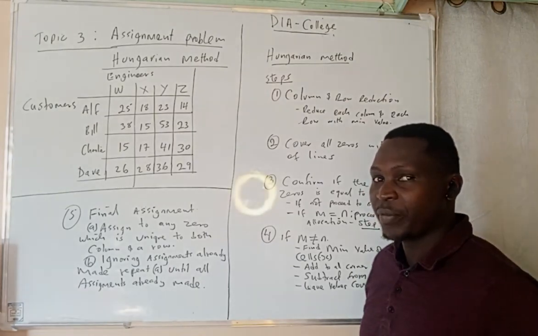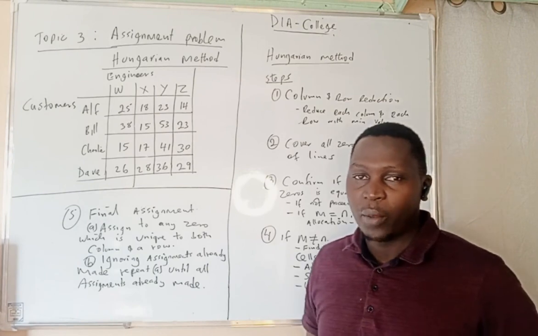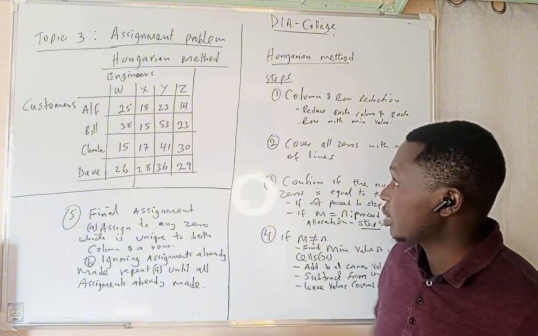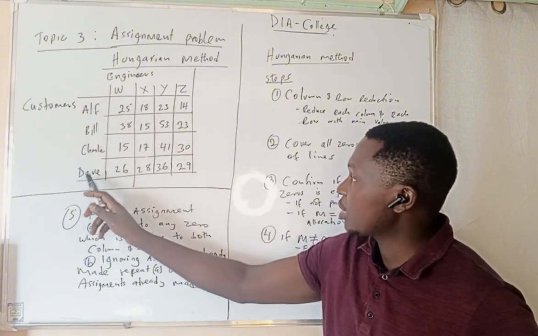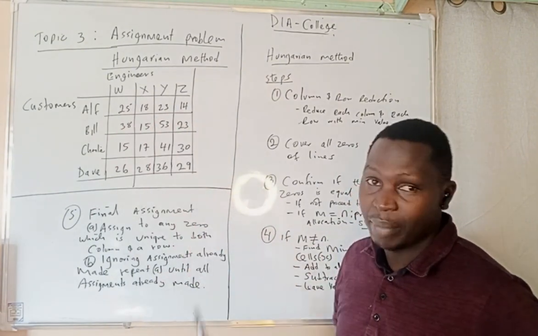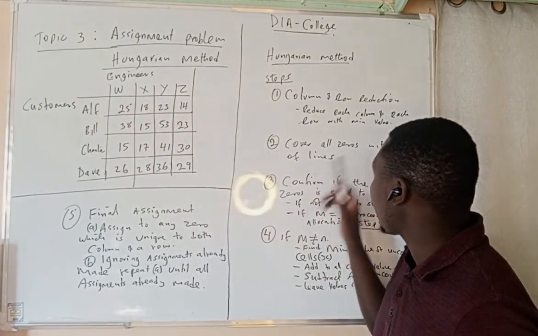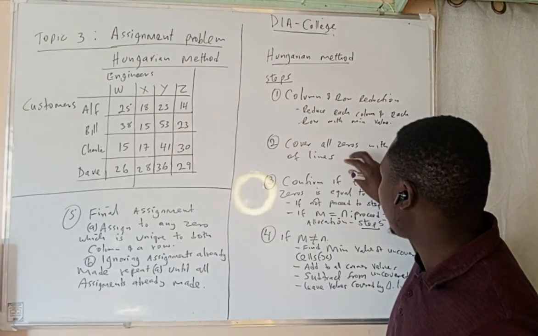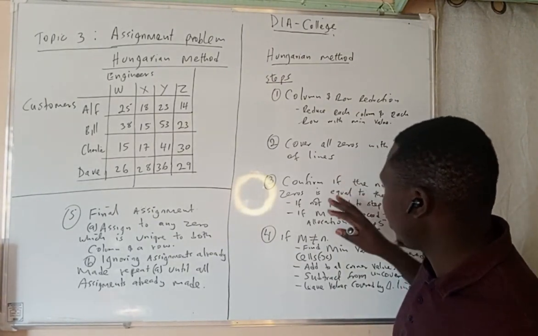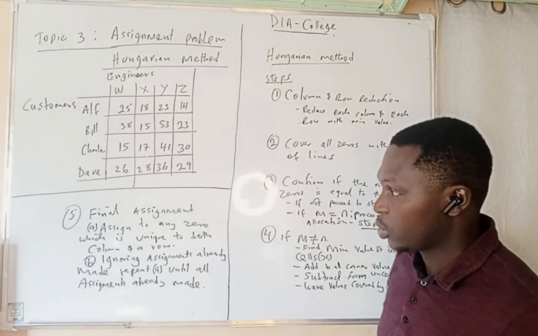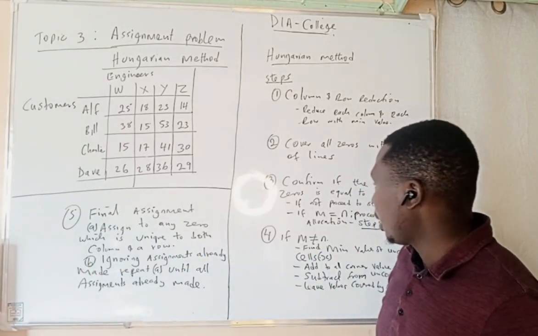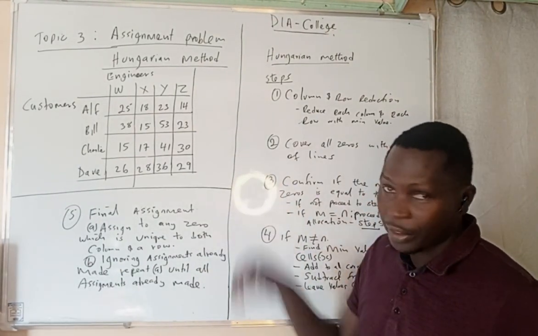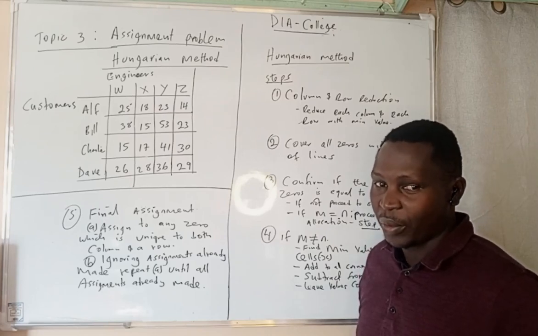This takes us to step 3. In step 3, we confirm whether the number of lines equals the number of assignments. For example, in our case we have 4 customers and 4 engineers, so the assignments are basically 4. That means the number of lines should equal the number of assignments. If so, we proceed to the final step, which is step number 5. If the number of lines covering the zeros is not equal, then we proceed to step number 4.